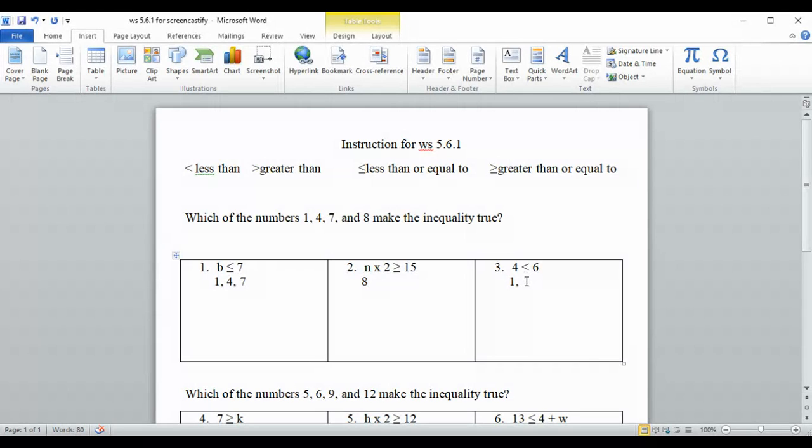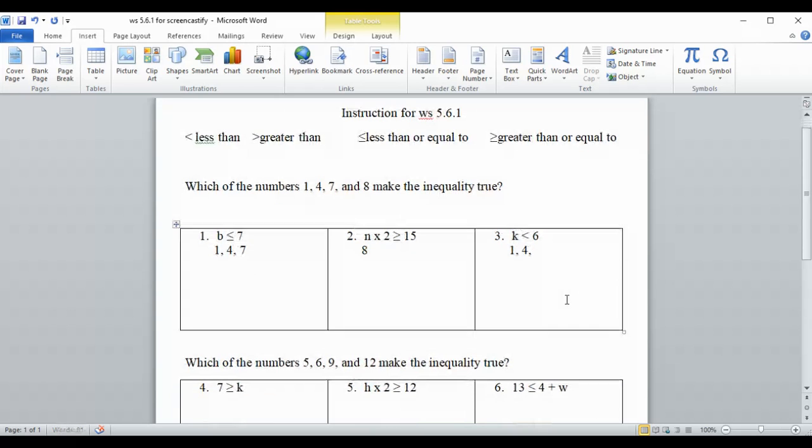4 is less than 6. That is also true. So 4 gets to go there. Then we're going to try our next number, which is 7. 7 is less than 6. No, it's not, so we don't want to write it down. And then we're going to try our next number, which is 8. 8 is less than 6. No, it's not. So we're finished with just 1 and 4.